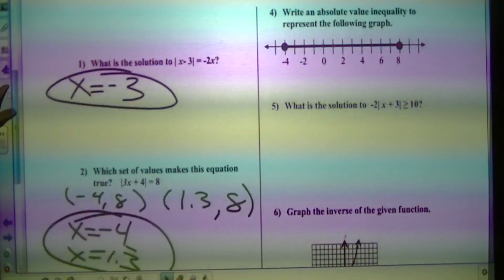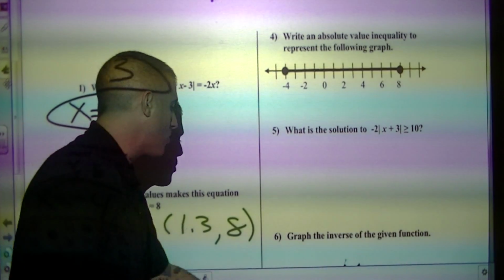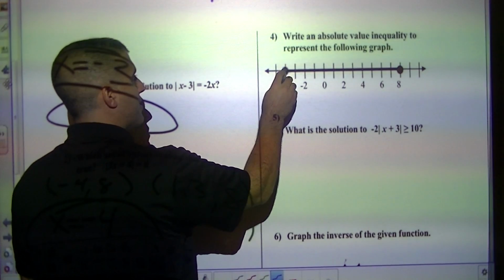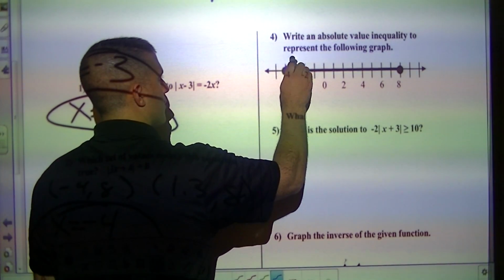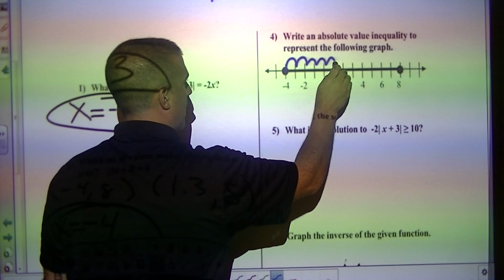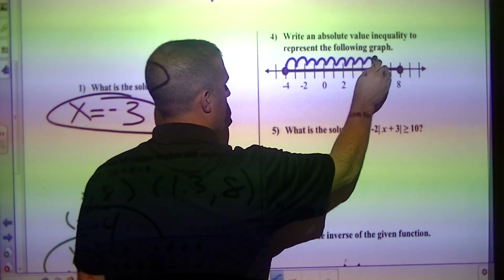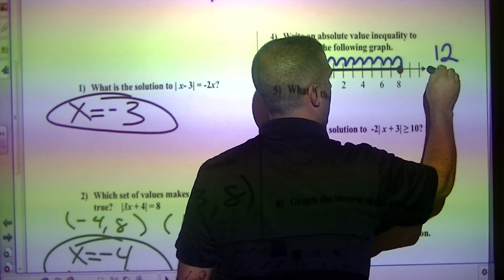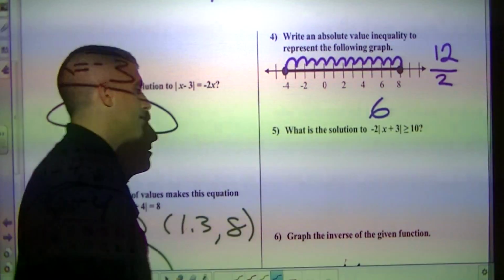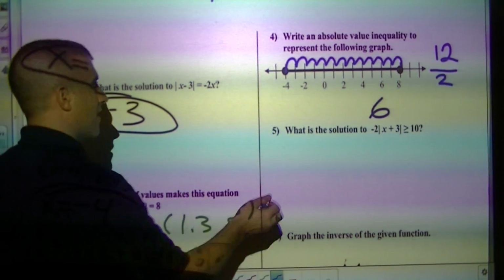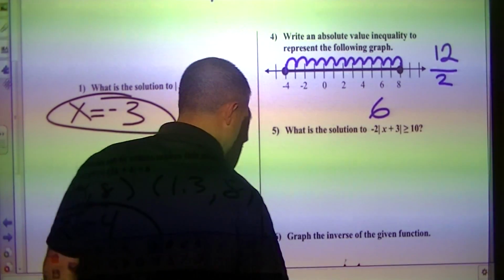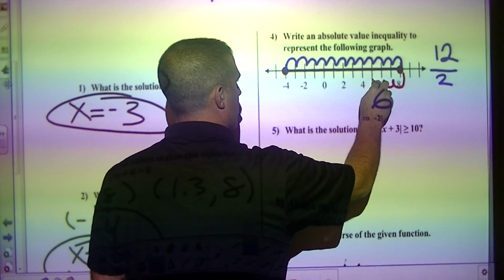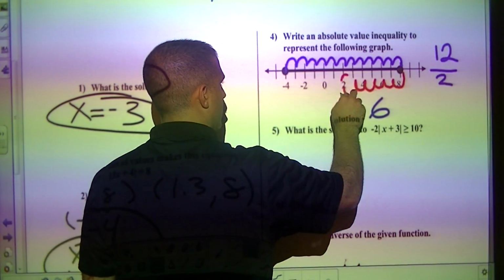Number 4, write an absolute value inequality. What you should do first here is figure out this distance. Imagine you're a person hopping from one to the other. That's 1, 2, 3, 4, 5, 6, 7, 8, 9, 10, 11, 12. So 12 spaces. I want to cut that number in half, so it's 6. Now I want to hop back 6 spaces and use another marker. So 1, 2, 3, 4, 5, and 6. So I ended up right there.